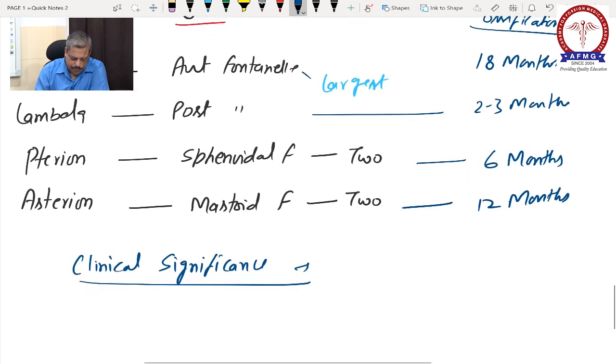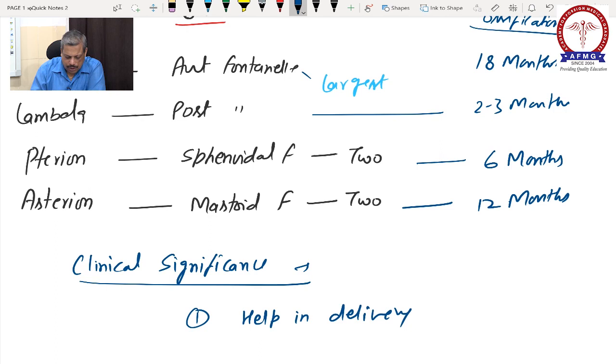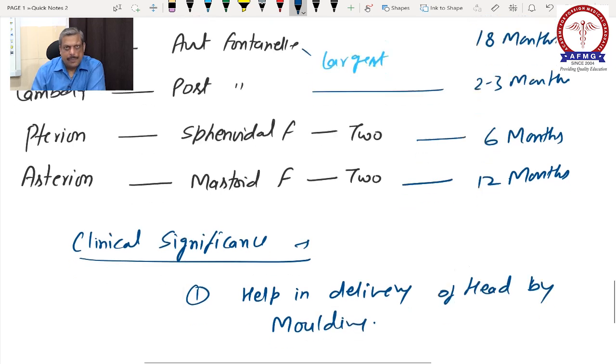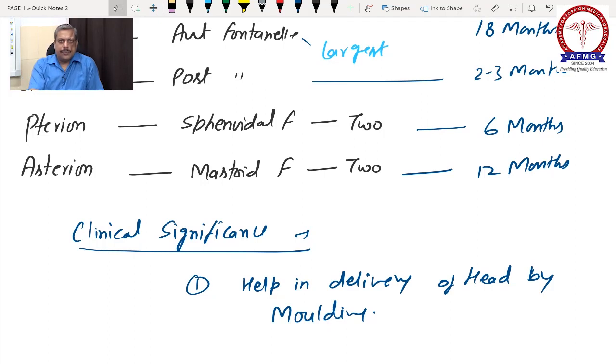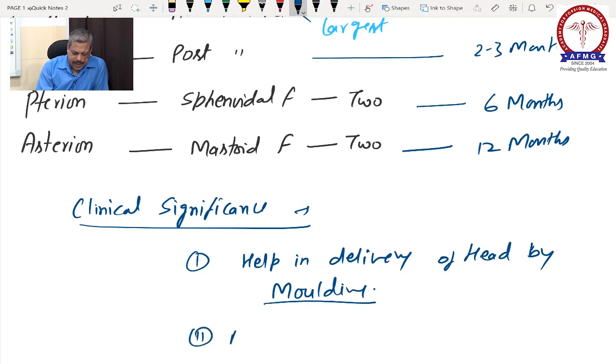Number 1, they help in the delivery of the head by molding. Molding is a procedure which happens in the fetal head during delivery, because the largest part of the fetal body is the head and it is difficult to deliver. So skull bones can slightly override each other because a gap is present between them. This procedure is known as molding. And second, they allow brain growth.